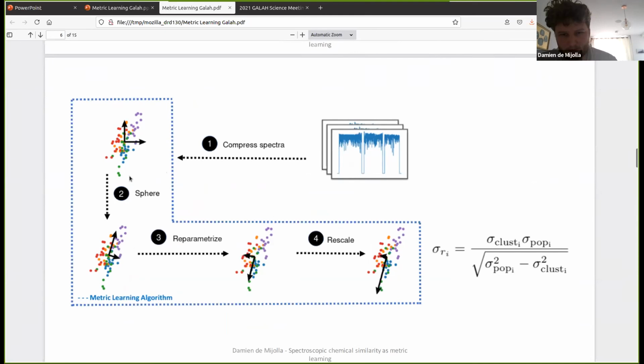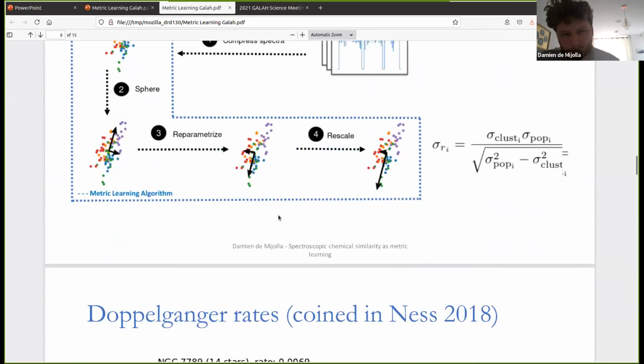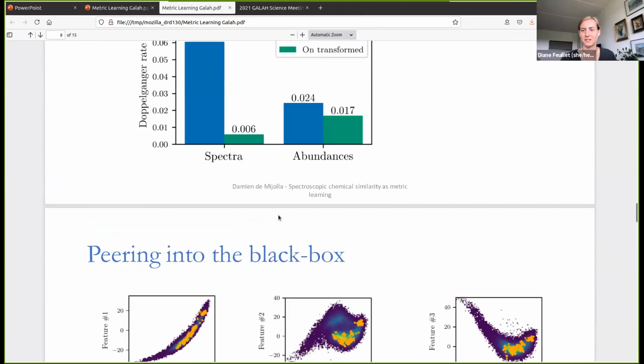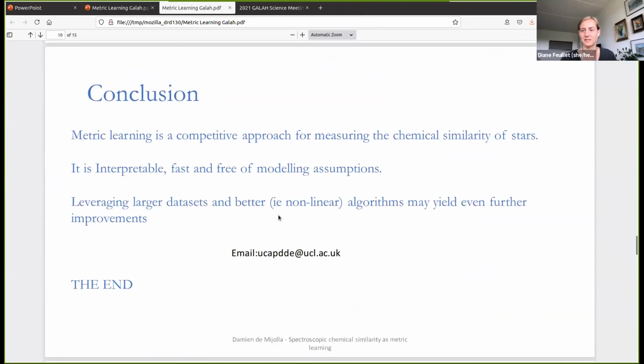Okay, thank you. Great. So Thomas says that hopefully the chromospheric activity just looks like a stellar parameter.